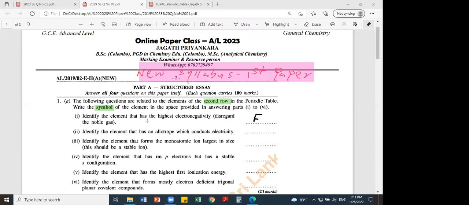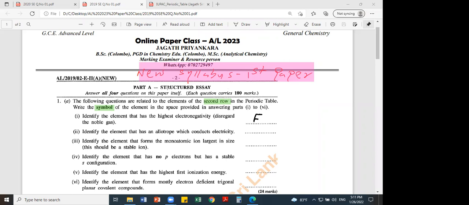Then number 2, can you quickly post the answer? Number 2, part 2. The question is, identify the element that forms monoatomic ion largest in size. Monoatomic ion, so it can be plus or minus, no? So that should be a stable ion, largest in size. That's a good question. Let's see. Oh, wait, sorry, second one.